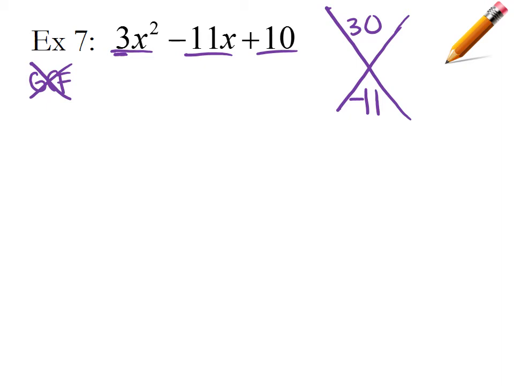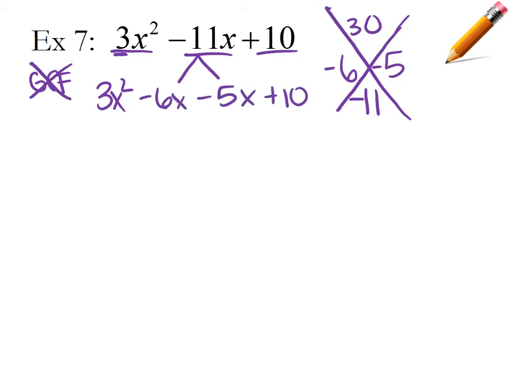Factors of 30 that would combine to give me negative 11 would be negative 6 and negative 5. Double check your work. Negative 6 times negative 5 is 30. Negative 6 plus negative 5 is negative 11. So that breaks apart my middle term into negative 6x and negative 5x. I now have 4 terms, so let's group.